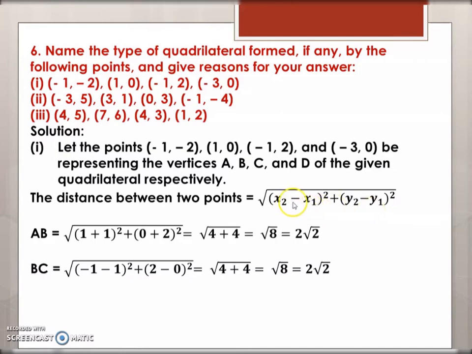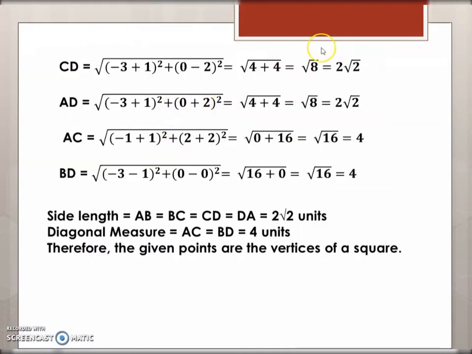So distance formula is square root of x2 minus x1 whole square plus y2 minus y1 whole square. So substitute. First I will find AB. So for AB, the first set of coordinates, that is -1, -2, these are the coordinates of A, and 1, 0 is B. So here ABCD, all the sides are coming of equal length, that is 2√2 units. So it could be either a square or a rhombus, because square and rhombus both have sides of equal length.